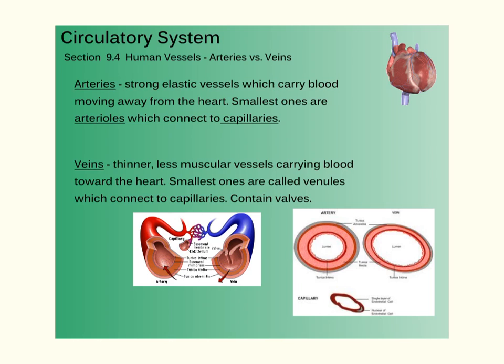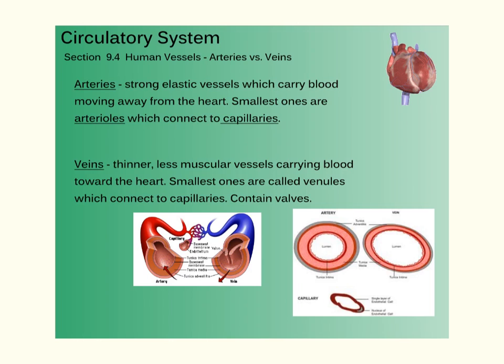So arteries, strong elastic vessels which carry blood moving away from the heart. That's a key thing to know. Arteries always move away. It's going to be pretty easy. They are usually oxygenated and are going to carry blood to all the tissues. The smallest ones are called arterioles and then capillaries. So if we think about this, an artery is going to go into an arteriole and then into a capillary. So it's kind of like biggest to smallest.